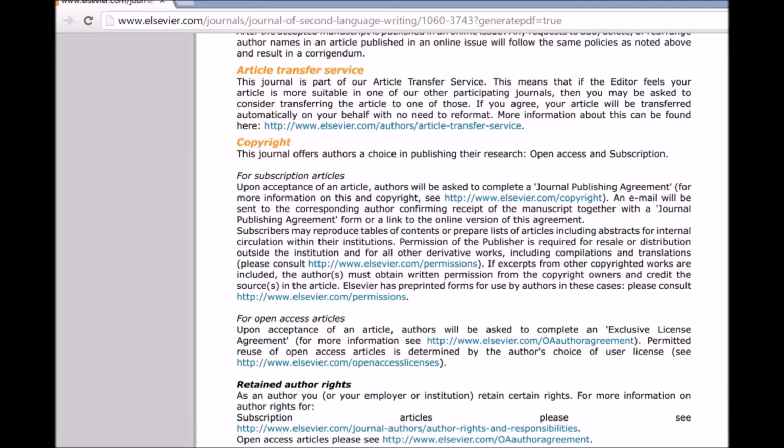We'll talk later in the course about copyright and intellectual property. It's very complicated. Normally you need to submit a form after you've been accepted that gives the publisher a wide variety of rights. Sometimes you have to give them all the rights to your paper and you can't even share it. Sometimes you give them some rights and you retain some rights. Again, this is very complicated.